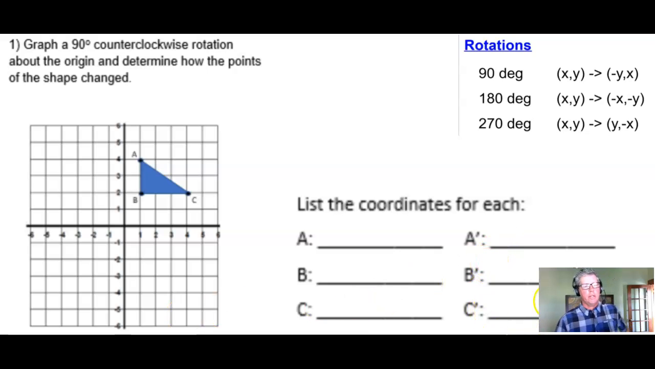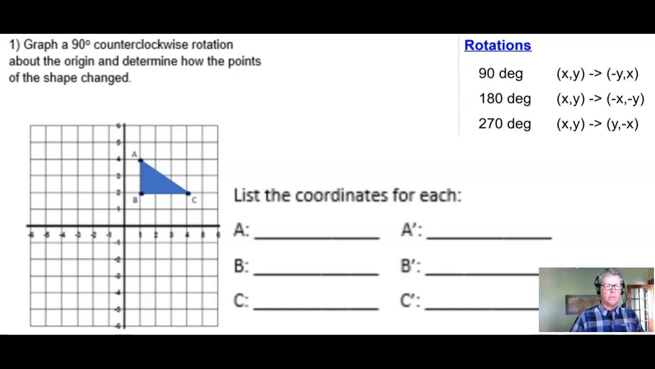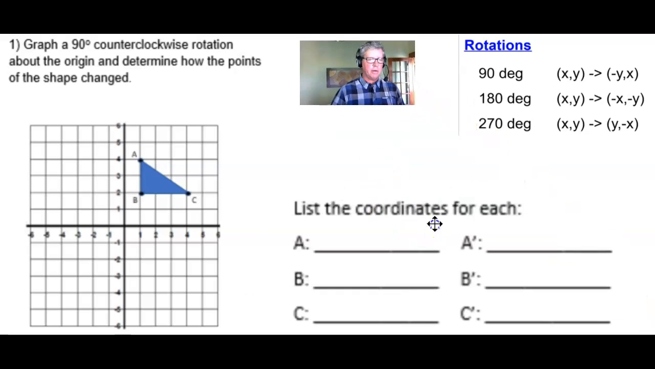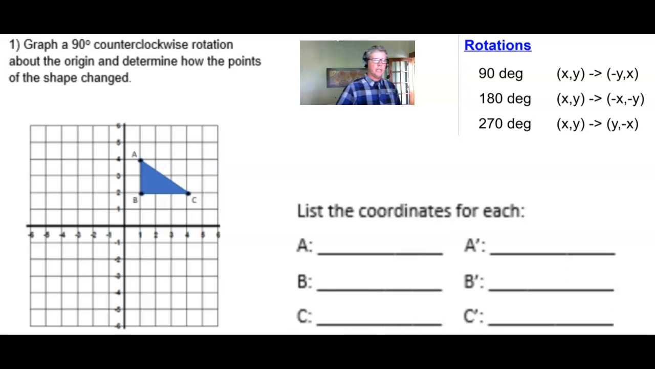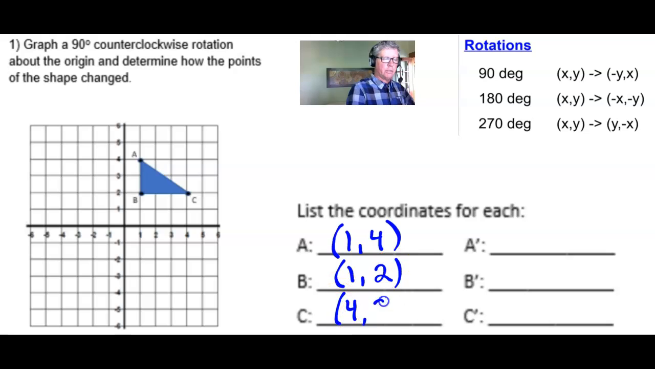All right, so it's really important that you kind of follow this process. If you do this on big ideas, you don't have the workspace, but I need this work done on the side. All right, so what you're going to do is you're going to have an object. You need to write down the coordinates of each point. So hopefully we feel good about the point A is the point 1, 4. B is the point 1, 2. And C is the point 4, 2. That shouldn't be too tough.